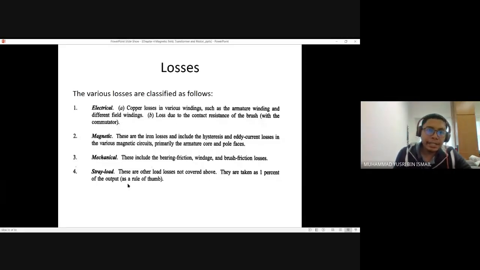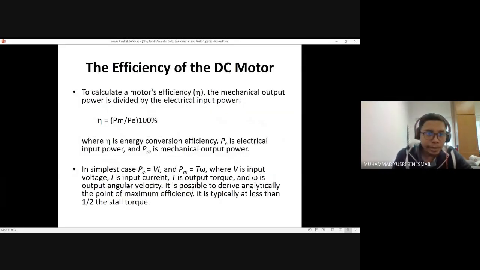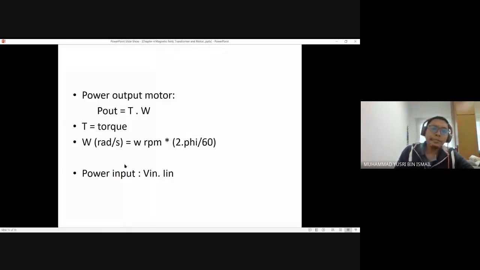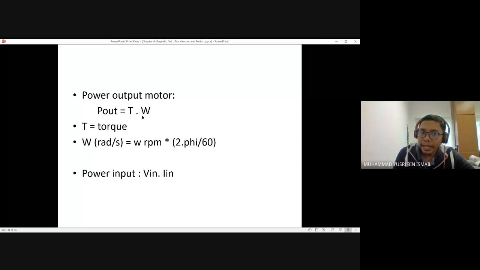Then okay, this is the efficiency of the motor: mechanical over the electrical power times 100%. And then this is the power output, which is P output will be torque times omega. And the omega must be in radians per second.